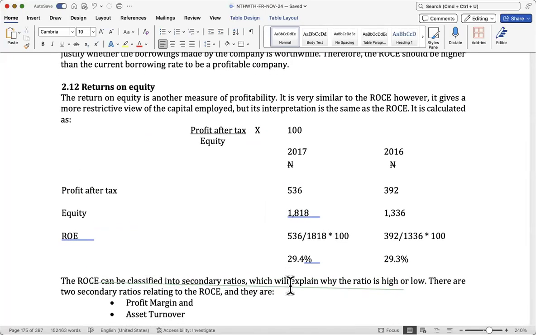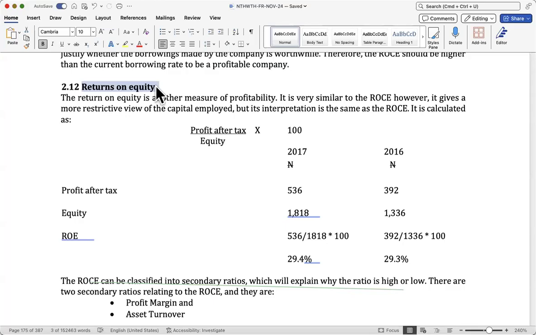Now, another ratio that is very similar to returns on capital employed is returns on equity. They measure the same thing as ROCE. The thing is just that this one has made the capital employed very specific. It has made it very clear.